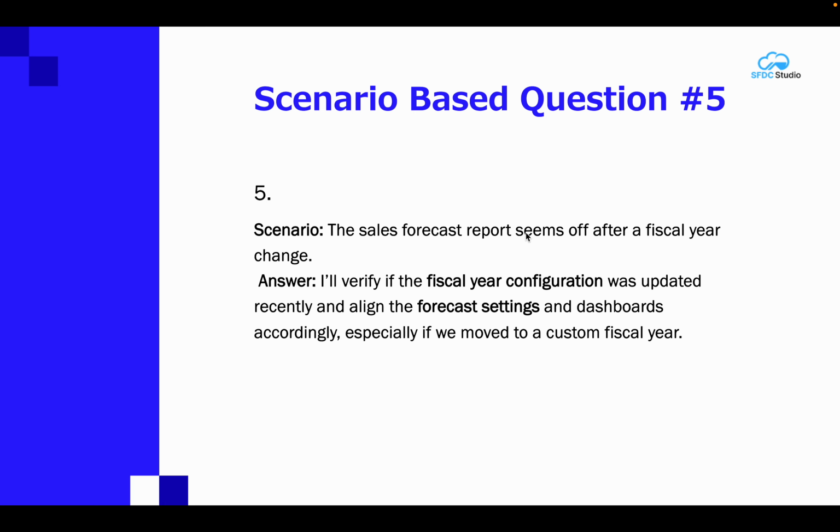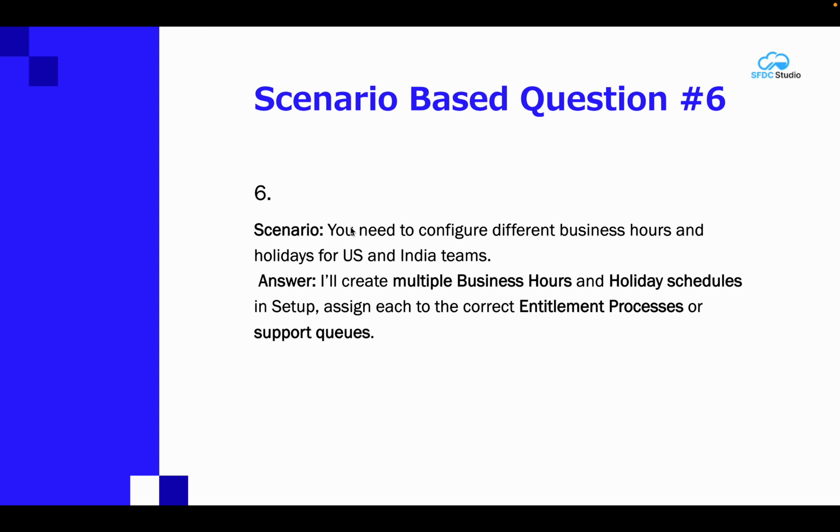The next question is: the sales forecast report seems off after a fiscal year change. In this scenario, first we need to check the fiscal year configuration that was recently updated, then check the forecast settings with the help of dashboards, and if needed we can also move to the custom fiscal year.